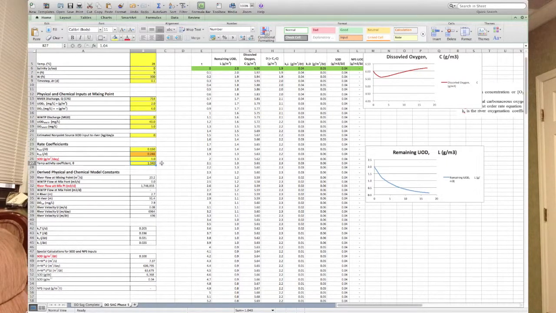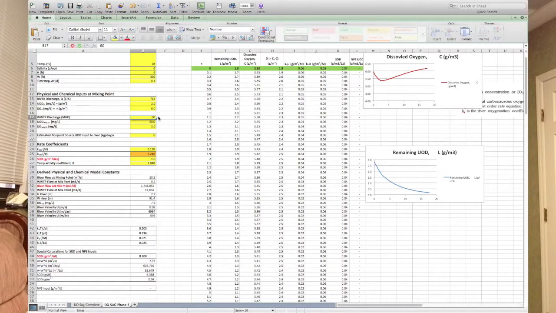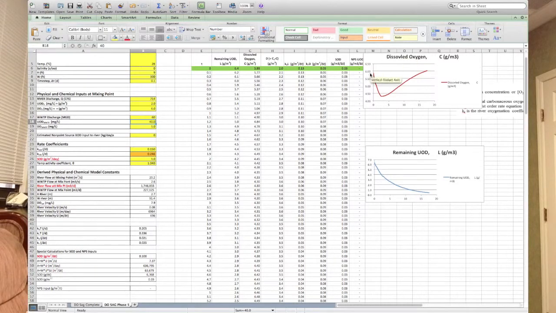Now you're in a position to start playing around. You can add a wastewater treatment plant of 10 million gallons per day, or 60 million grams per day, and then you can see what it's going to actually do to your sag curve.